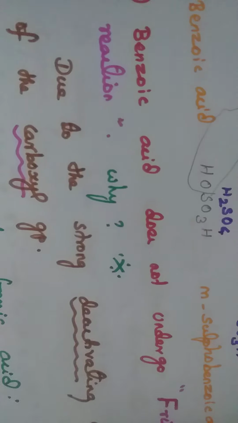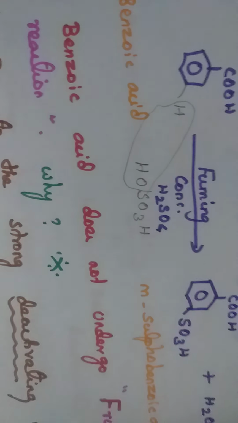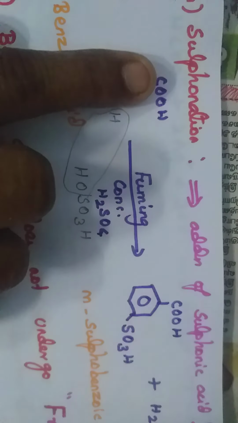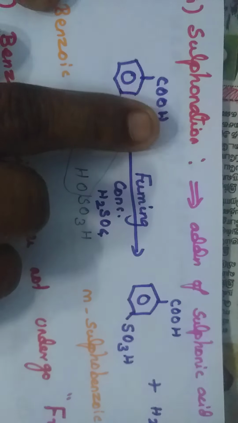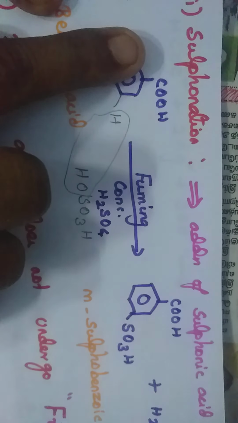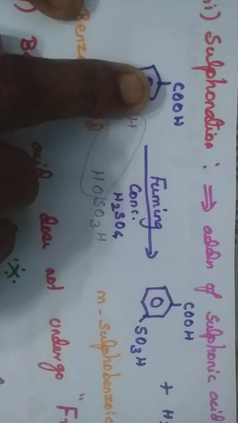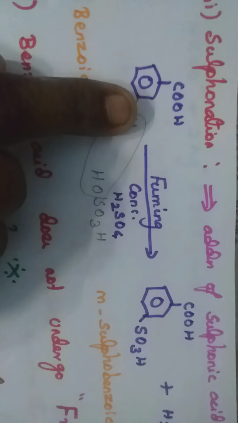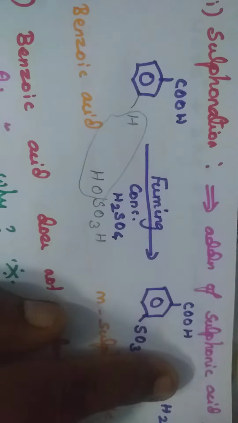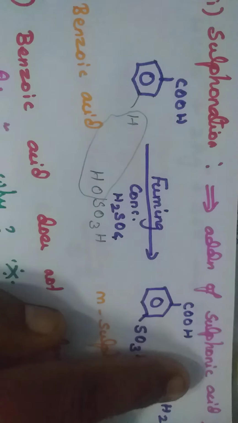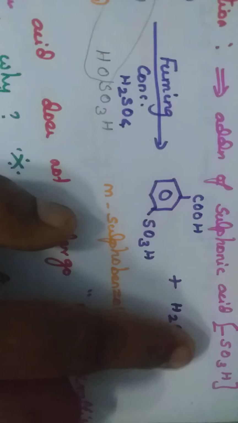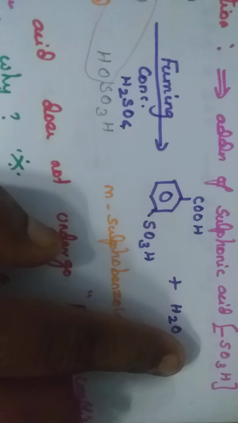Next we are going to see sulfonation. Halogenation means addition of halogen. Nitration means addition of NO2 group. Now, what is sulfonation? Sulfonation means addition of sulfonic acid, which is nothing but SO3H.